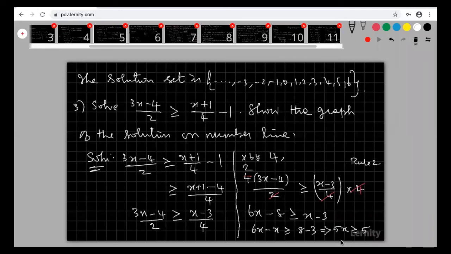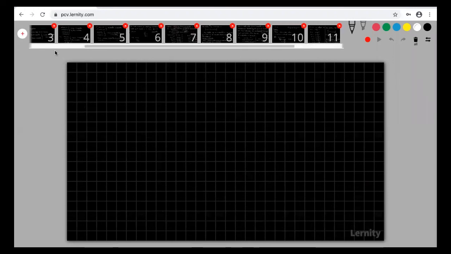Multiply both the sides by 1 by 5. So here you can apply rule 1. What is my rule 1? I can add plus 8 here, and here also you can add plus 8. After that, you can add some x value to both the sides and make it simple. So therefore this is a very simple way to solve that. Bring this x here, bring this 8 here, I will get 5x greater than or equal to 5. So this becomes x greater than or equal to 1.